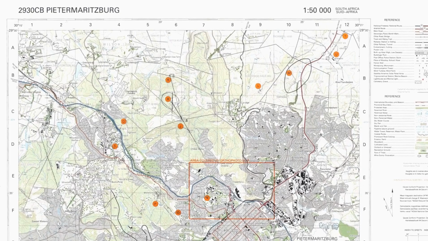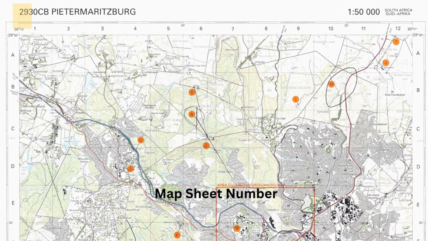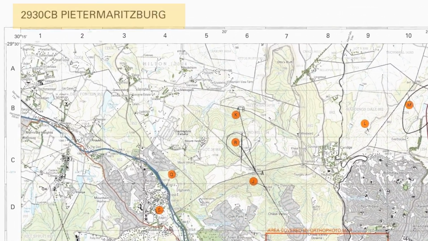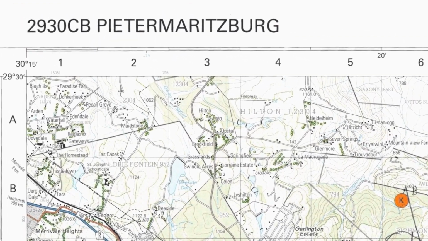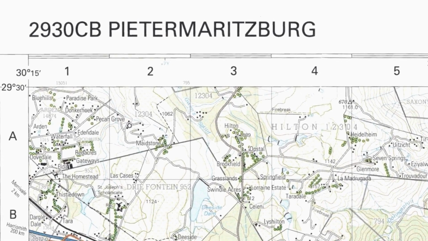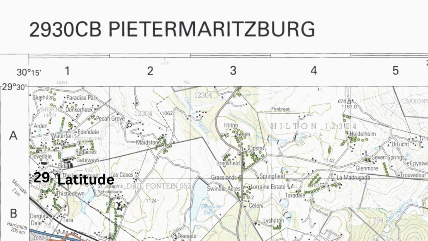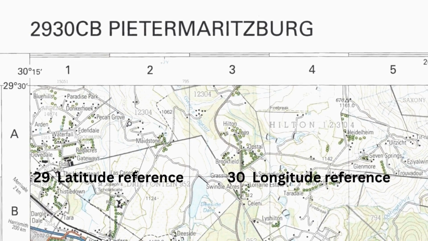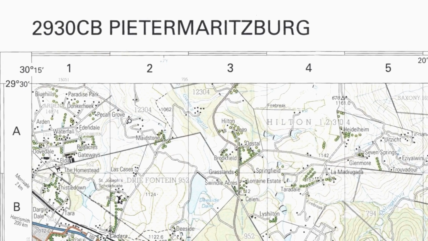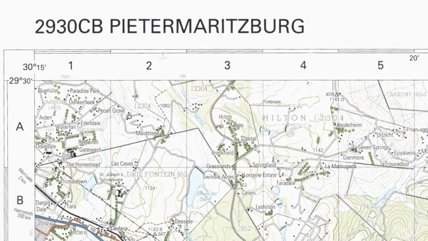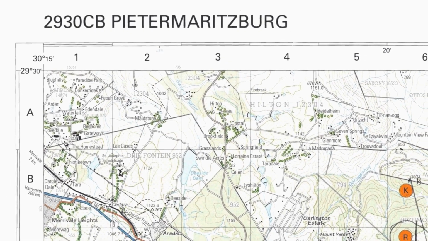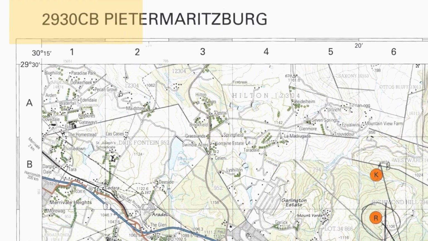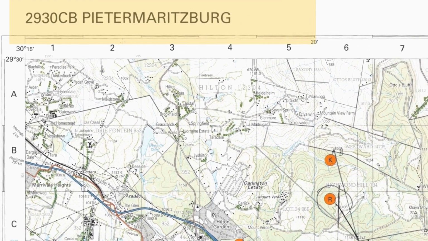Now let's look at the sheet number. At the top of the map, we see the words 2930CB Pietermaritzburg. This is known as the sheet number. The sheet number acts like an address for the map. It helps us identify exactly which part of South Africa is being represented. The numbers 29 and 30 are derived from the latitude and longitude of the area, while the letters CB identify a smaller section within that area. When examination questions ask for the sheet number, they are referring to this information. For this map, the complete sheet number is 2930CB Pietermaritzburg.